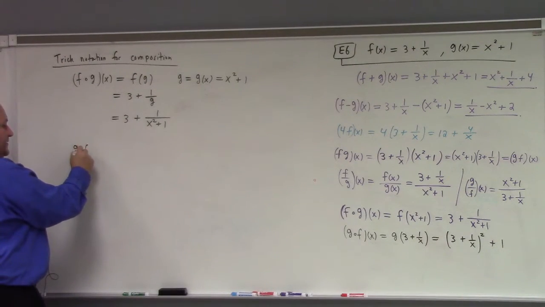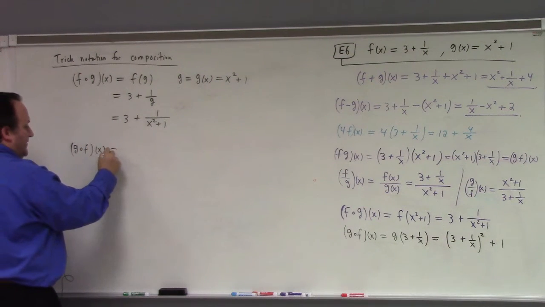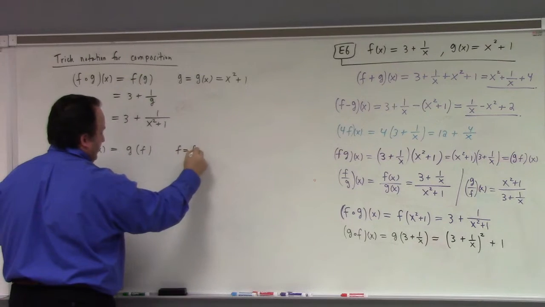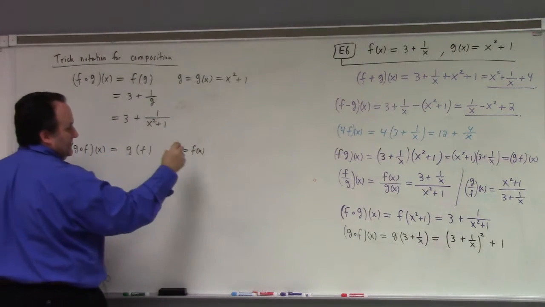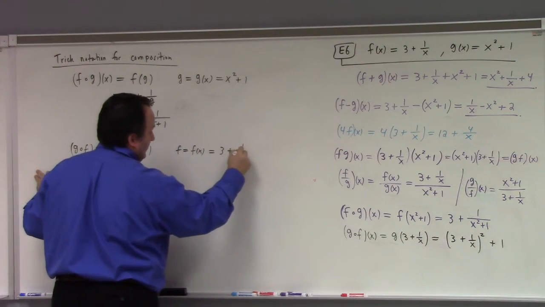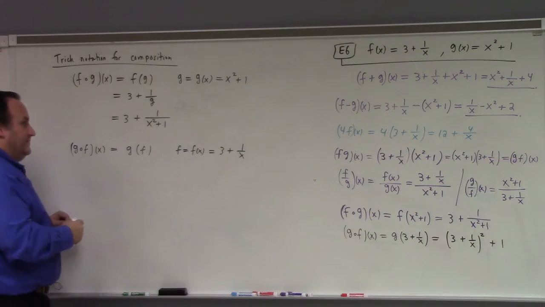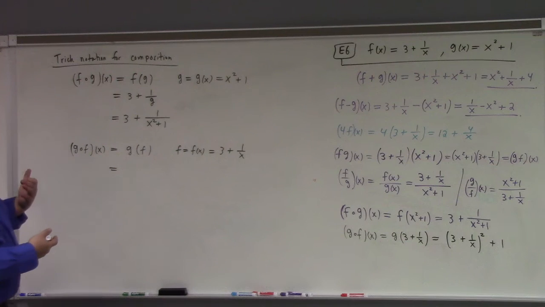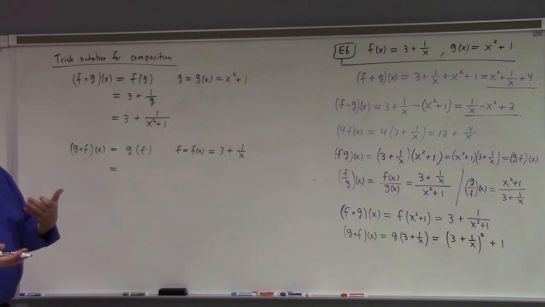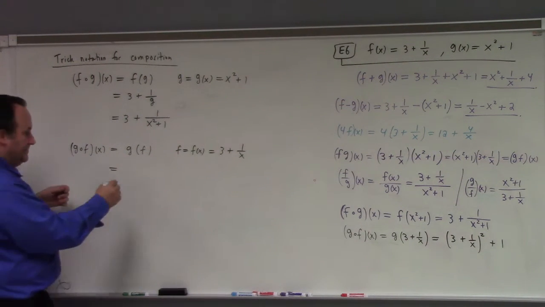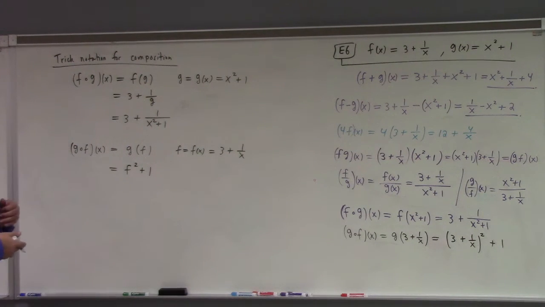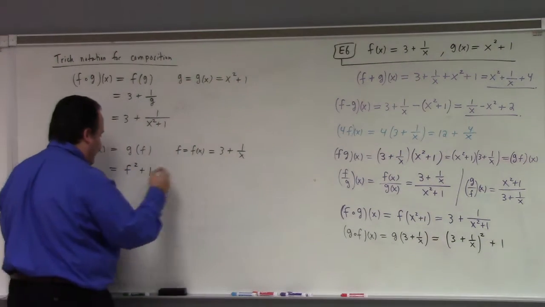G composed with f, how does this work? I think of that as g of f, where f is equal to f of x, which, by the way, is 3 plus 1 over x. So what does g of f mean? Well, that should mean I take x and replace it with f. So that's f squared plus 1, yeah? See it? And then I make the substitution, f of x is equal to 3 plus 1 over x.